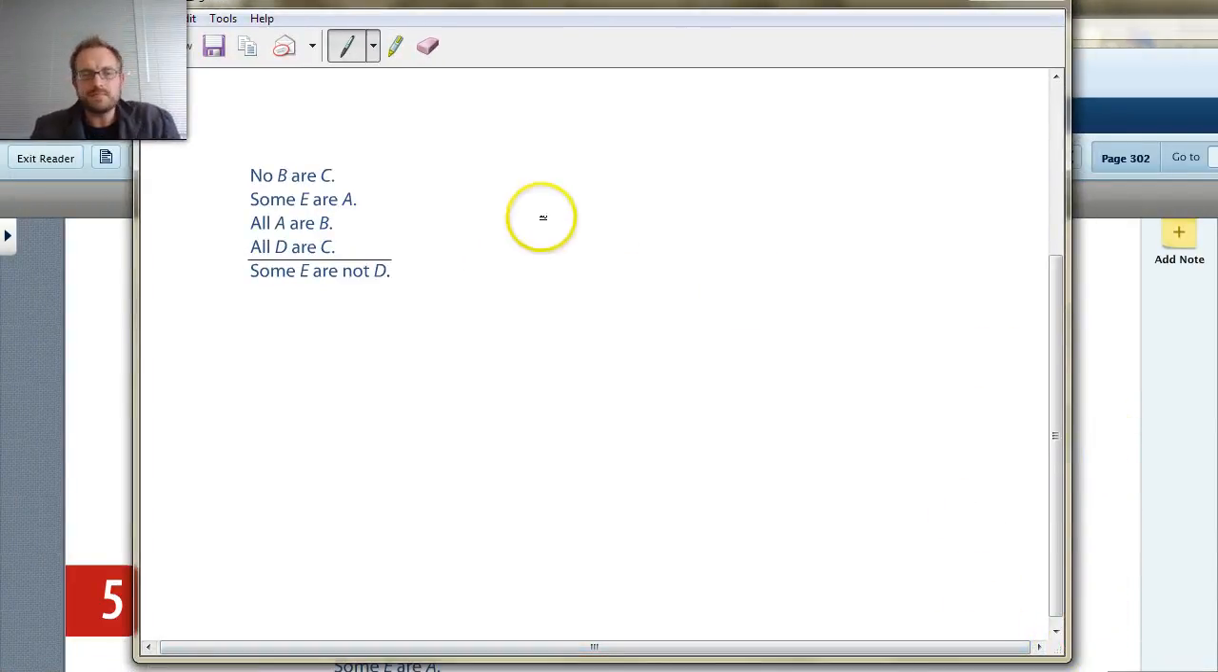Okay? So if we have this problem, the first thing we have to do is reorder it, right? So let's take a look at the conclusion. That's where you always have to start. This doesn't matter so much when you're looking at these sort of variable problems, but when you're actually trying to translate one from a real argument, you have to figure out what the conclusion is. The conclusion here is that some E are not D, okay? So that means D here has to be the very first premise.